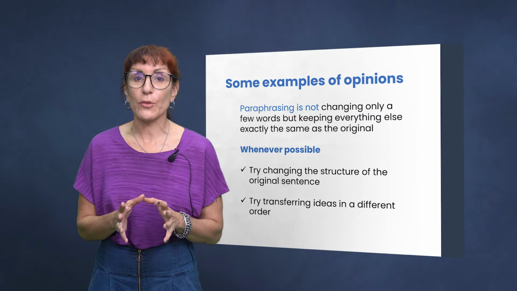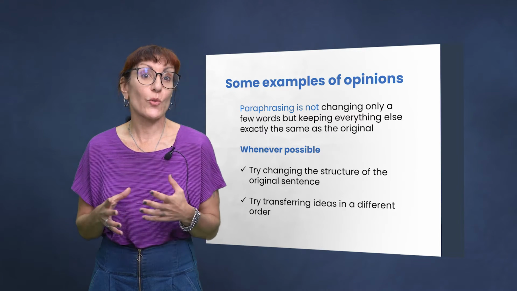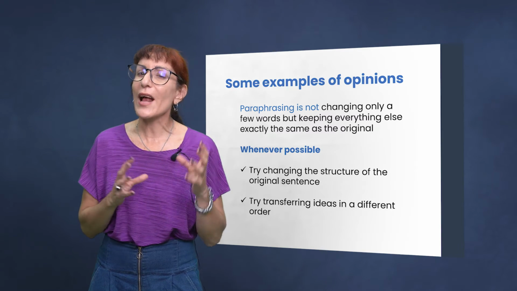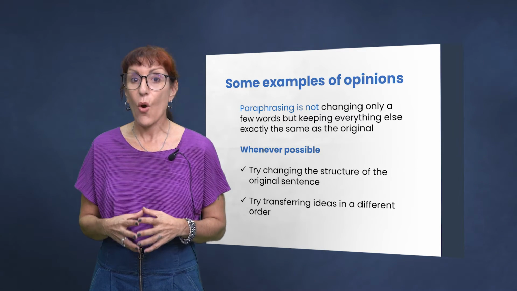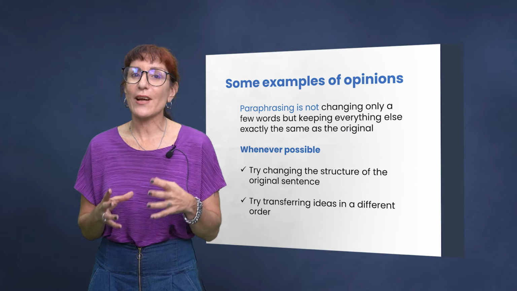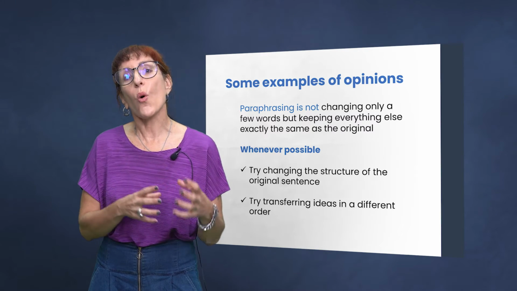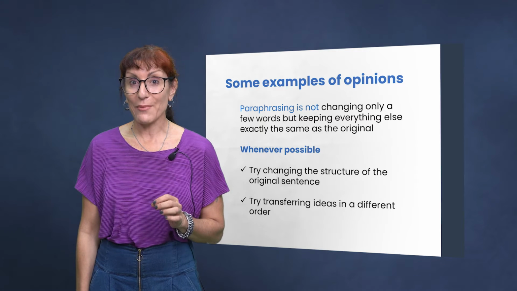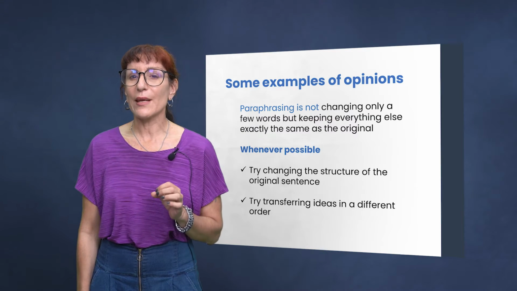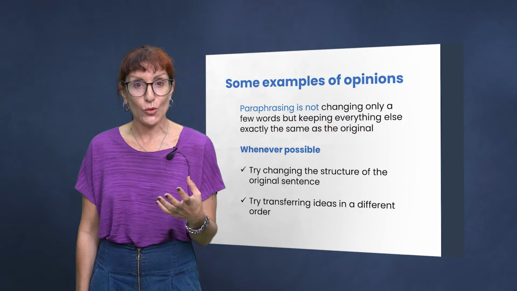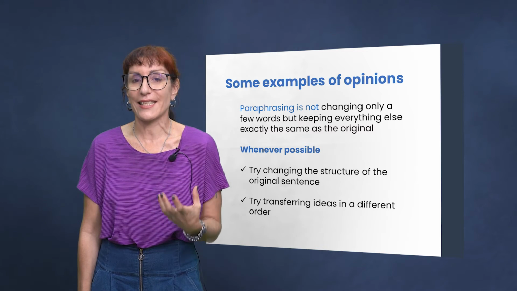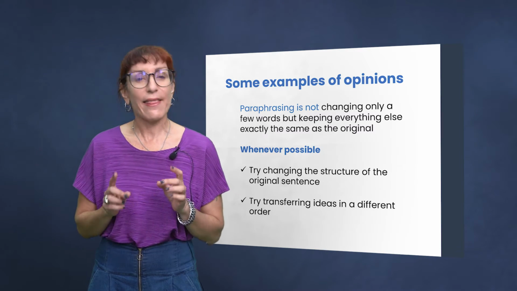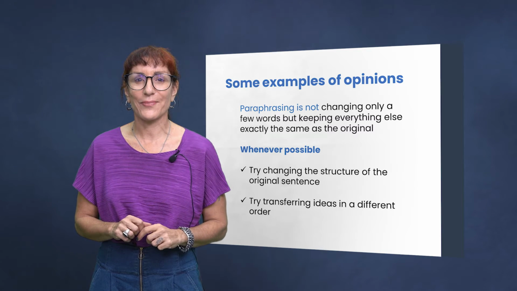If you feel comfortable with the text, and of course, whenever it's possible, you should try maybe changing the structure of the original sentence. Or you should maybe try transferring ideas in a different order than the original text. When you write for academic purposes, it is very, very important to be able to show to the reader your personal writing style and your personal way to express ideas. And that's why you should always paraphrase.